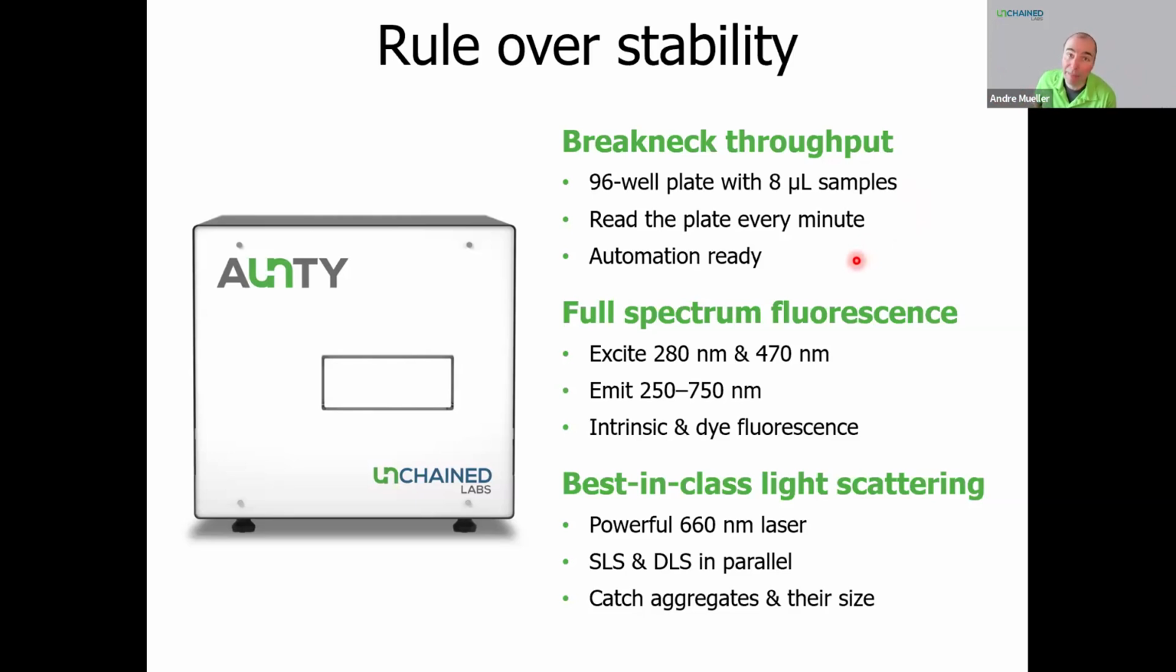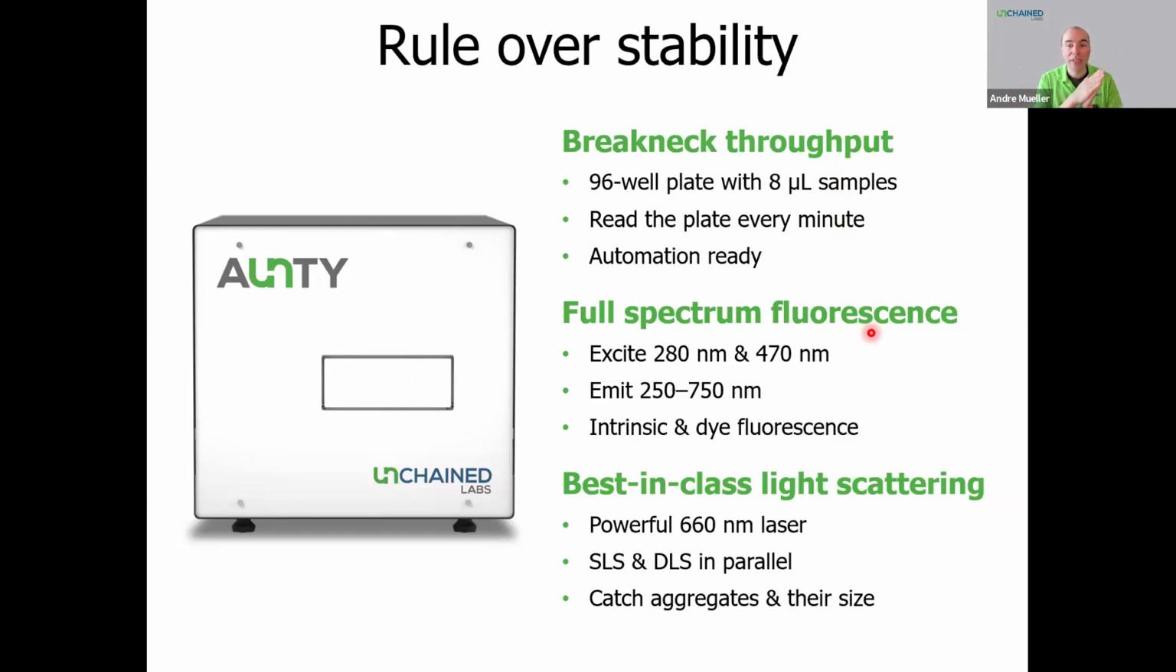We also have an API to control the instrument, and the tray that holds the samples comes out, so it's easily accessible by a plate gripper. So throughput, check. Full spectrum fluorescence is very important to be flexible in characterizing your proteins. You can look at the intrinsic fluorescence, you can look at reporter dye fluorescence. No matter what your protein prefers or what you prefer to characterize your proteins, Aunty has you covered there.